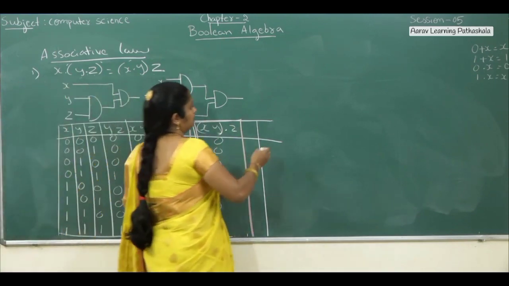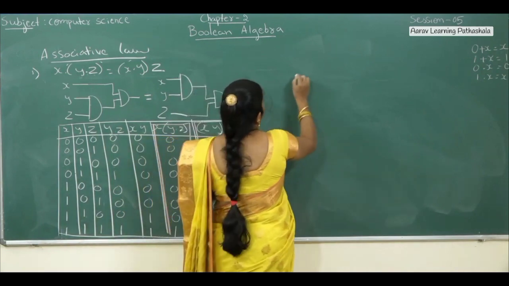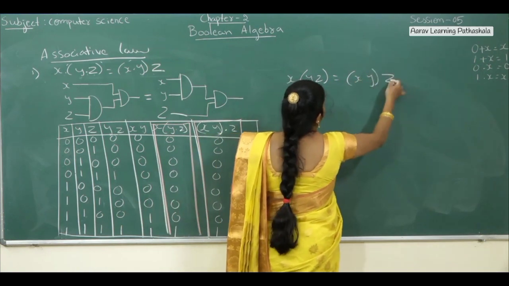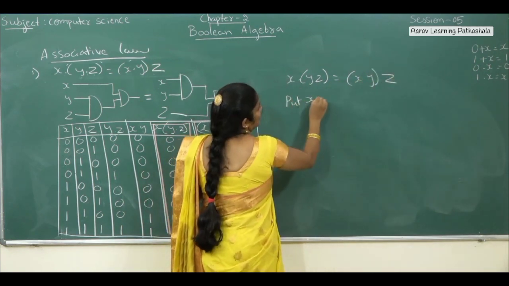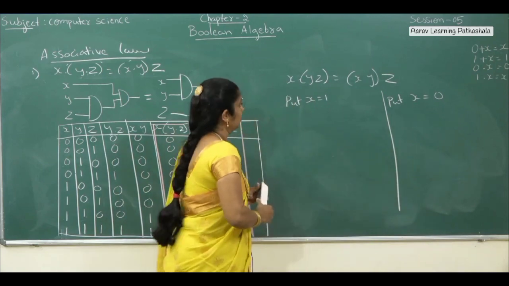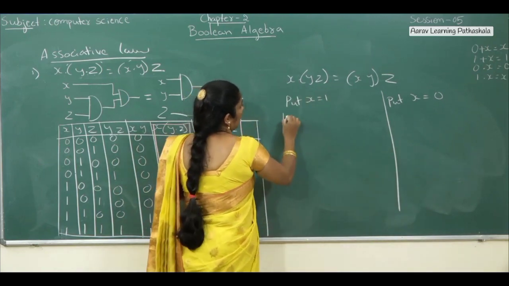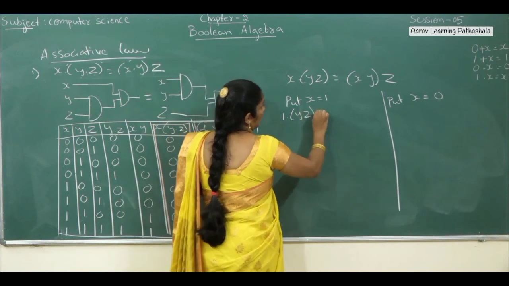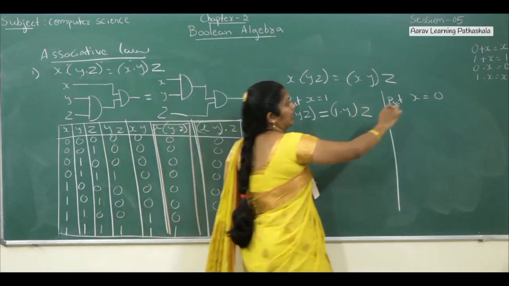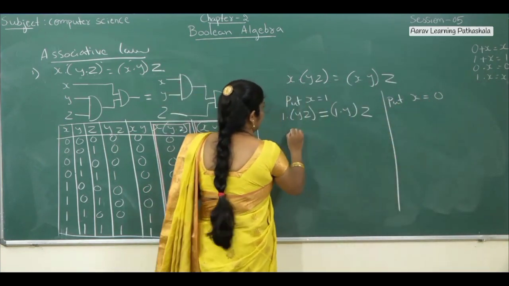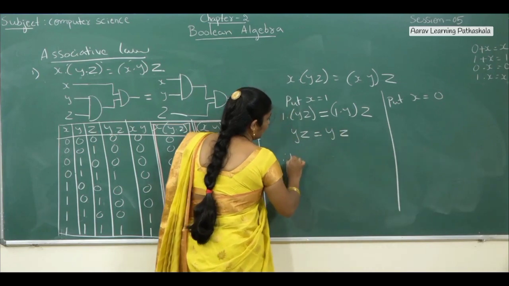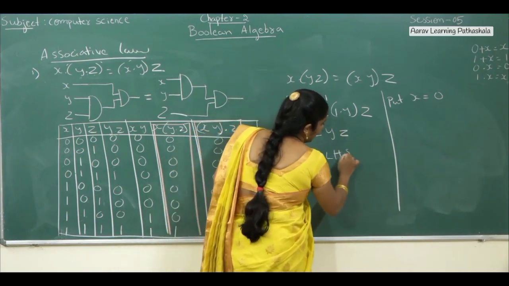And we'll prove that by using the perfect induction method. In the perfect induction method, the equation is x into yz equals xyz. Now, put x equals 1 one time, then put x equals 0 another time. On the place of x, we'll substitute 1. 1 into yz equals 1 into y and then z. See the equation, 1 into x is nothing but x. From this, I can say that it is yz. Now, 1 into y is nothing but y and then z. Therefore, the right hand side value equals the left hand side value.